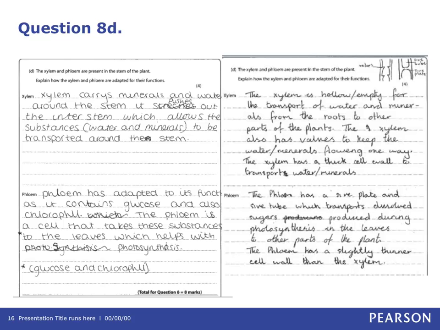In the example on the left-hand side, the learner scored 2. They give the function of the xylem and phloem, but do not explain how they were adapted to this function to gain the second mark for each. The example on the right-hand side shows an excellent answer in which the learner has correctly given the functions of both the xylem and phloem, and has correctly discussed how they are both adapted for their functions.